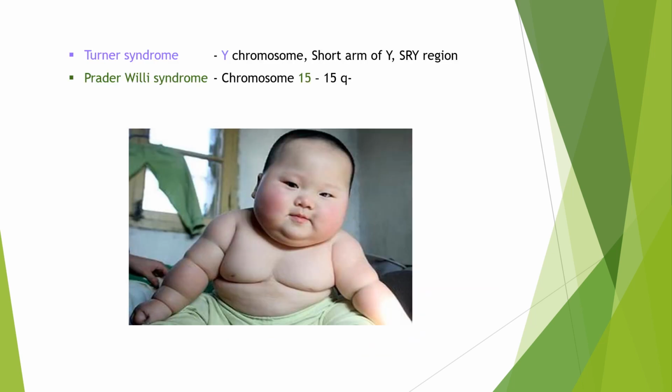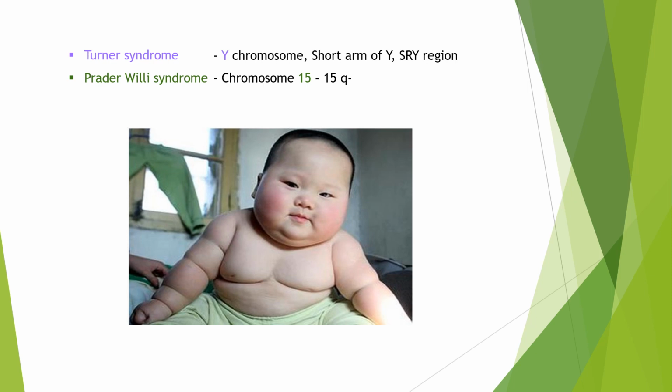Turner syndrome occurs due to the deletion of the Y chromosome. The short arm of the Y chromosome has a region called the SRY region. This region is responsible for production of the testis developing factor, and due to the deletion of this particular region, there is no testis developing agent, and due to that a man shows female characteristics, that is nothing but Turner syndrome.